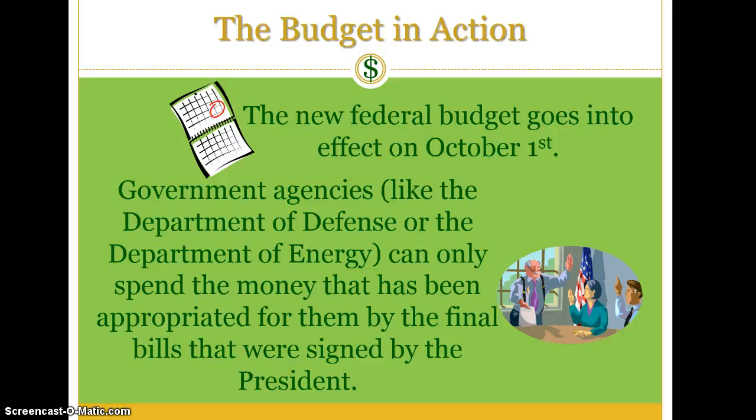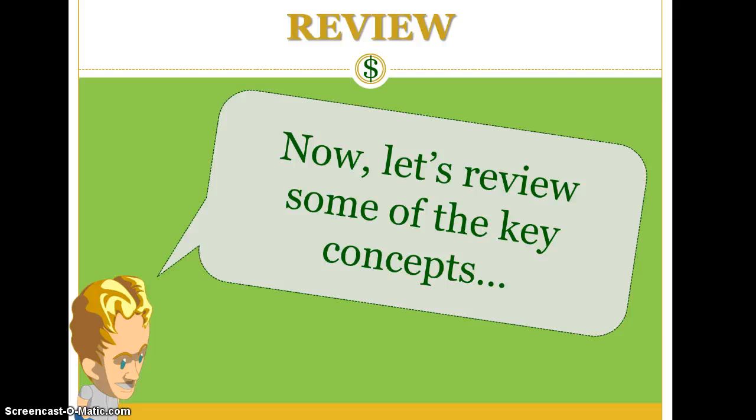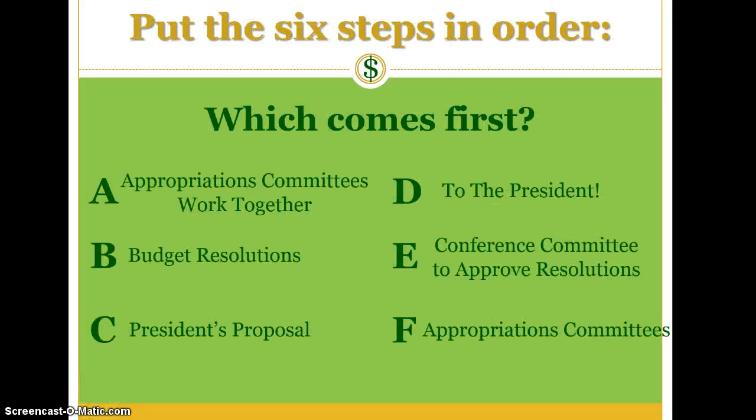Government agencies like the DoD, Department of Defense, or the Department of Energy can only spend the money that has been appropriated for them by the final bills that were signed by the President. Now let's review some key concepts. Put these 6 steps in order.